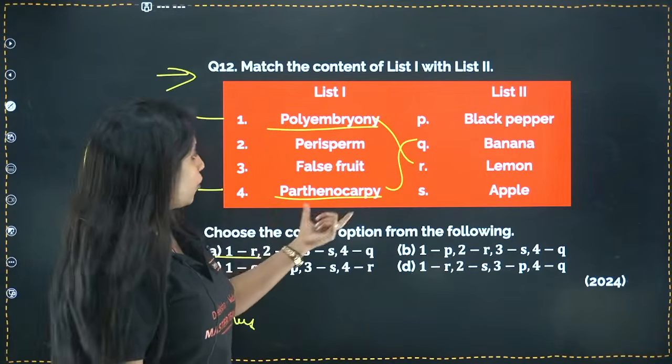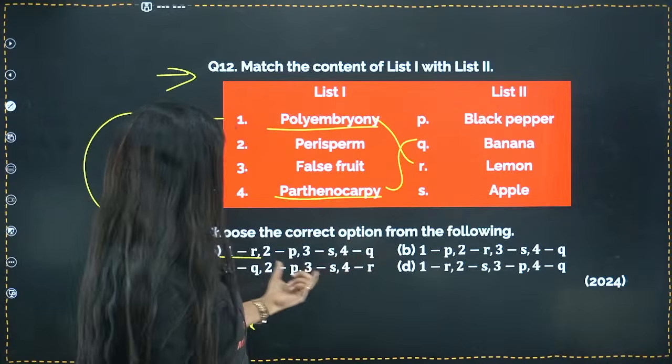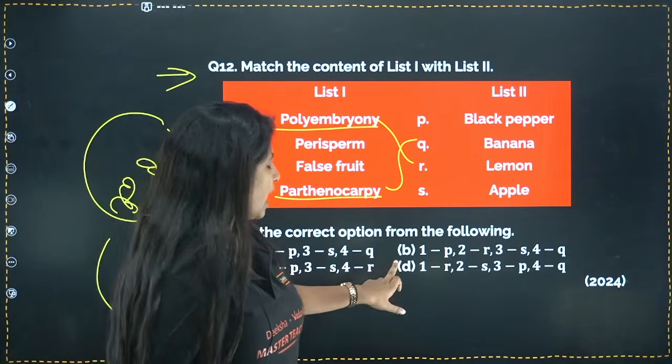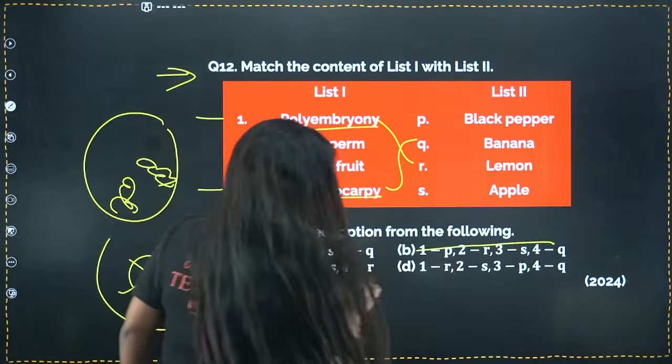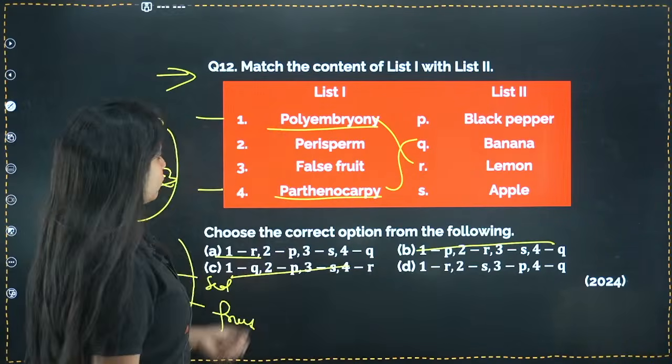No. So 4 goes with Q. Do you have any option with 1 goes with R and 4 with Q? You have. So basically you technically have to choose between both of them.